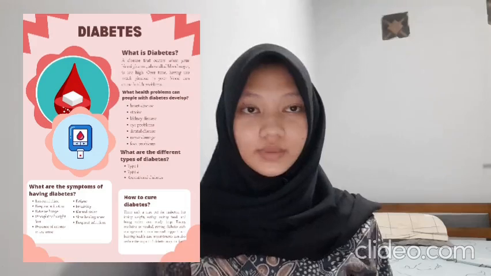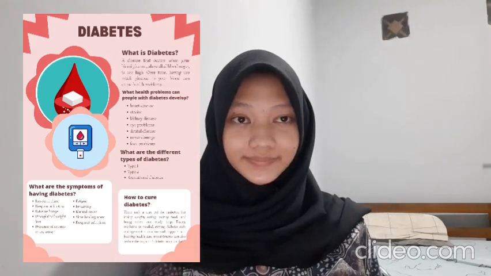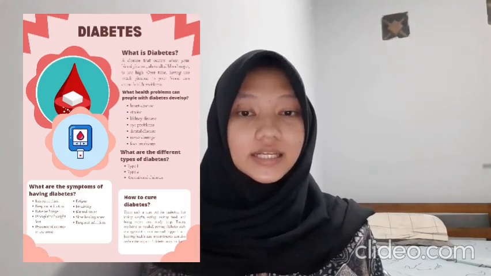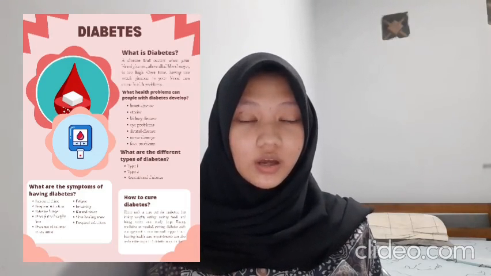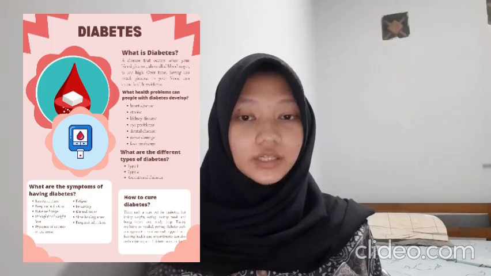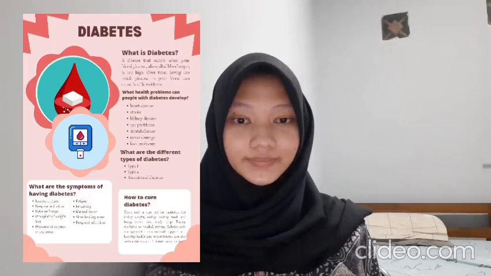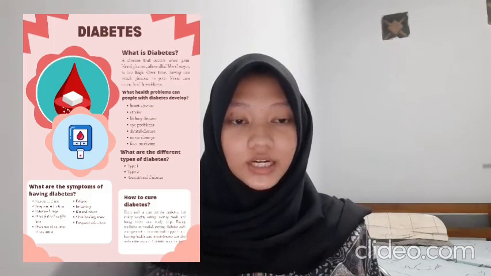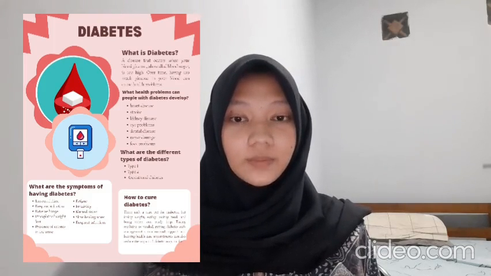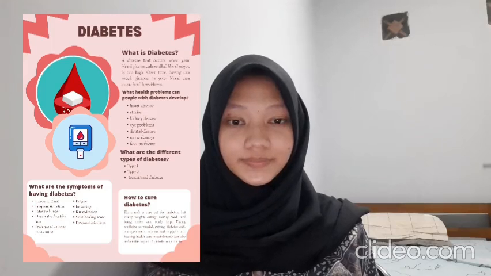Today, I will tell you about what is diabetes. Let's get started. Diabetes. Diabetes is a disease that occurs when your blood glucose, also called blood sugar, is too high. Blood glucose is your main source of energy and comes from the food you eat.